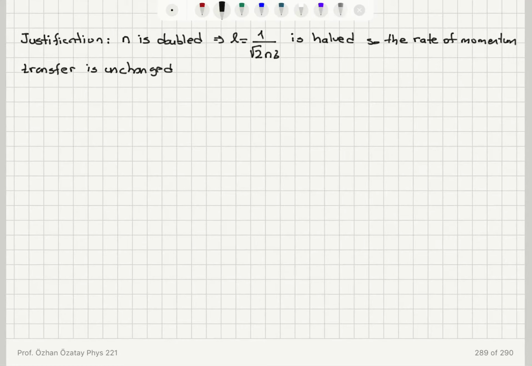So we have explicitly here for eta, the coefficient of viscosity, 1 over 3, n has become 2n, V bar m, L is divided by 2, so you will have these two canceling each other and the same value for the coefficient of viscosity.